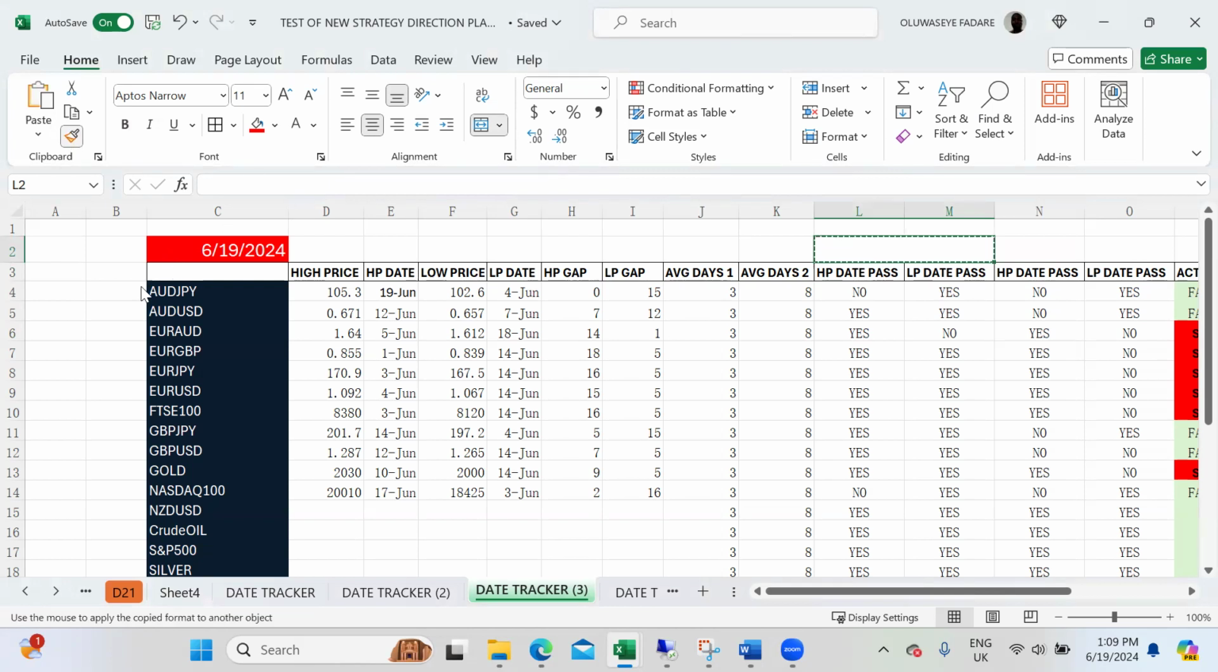And then we have, so for each one of them too, you can see we have the price.